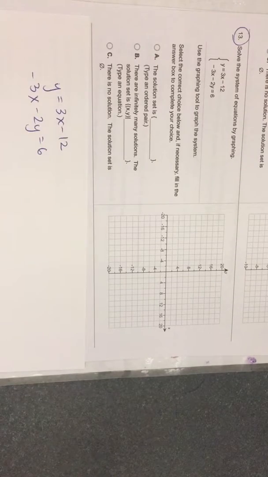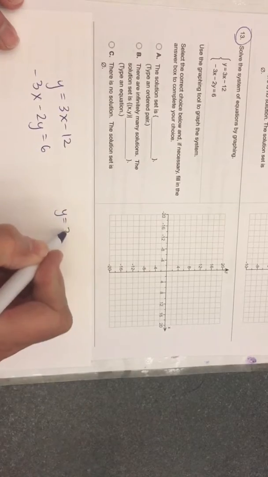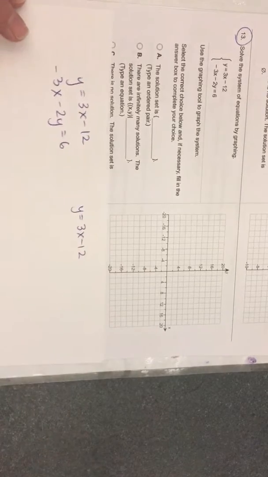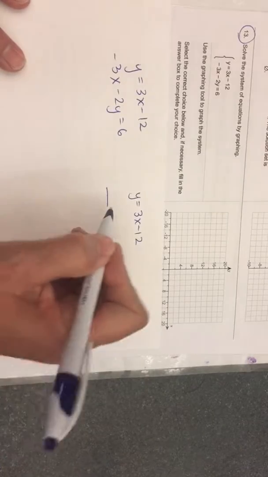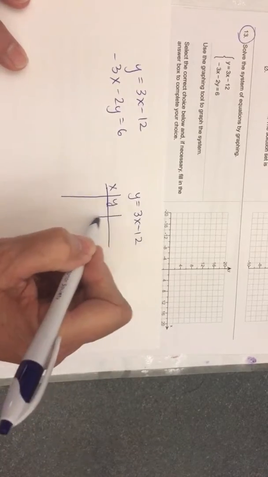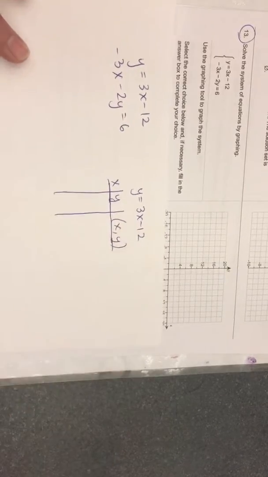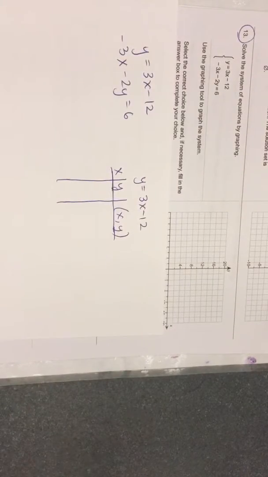If on the computer they did not prompt you for the graph and they said solve by graphing, you could use a different technique than graphing. But they're wanting me to do the graph. I'm going to write each equation, y equals 3x minus 12. I will do a t-chart, x, y. I'm going to put an extra column in the t-chart for the xy pair. I'm graphing two equations. I'm going to need two t-charts.